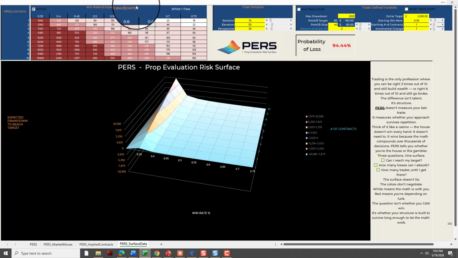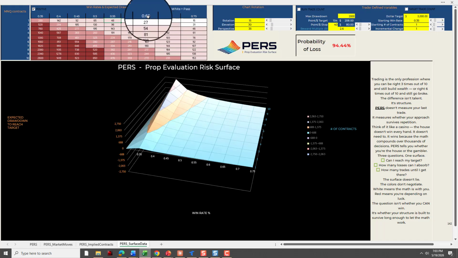Now, how can we fix that? How can we make that better? Say I am a 65% winning trader. How could that become more favorable? Or how could we make a 60 or even a 55% winning trader a passing trader? There's only one way to do it. You have to increase the multiple like this. You can increase your skill set and become a better trader, but you still can only trade 1 contract. You can still only trade 1 micro.